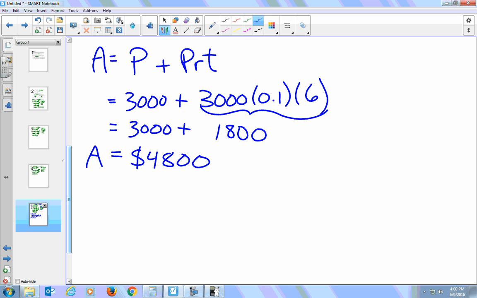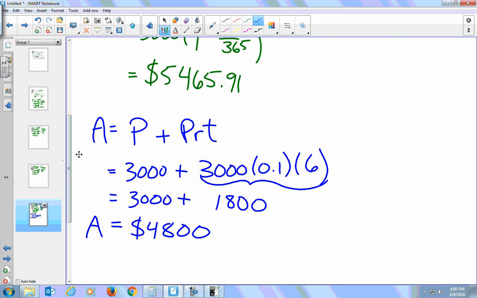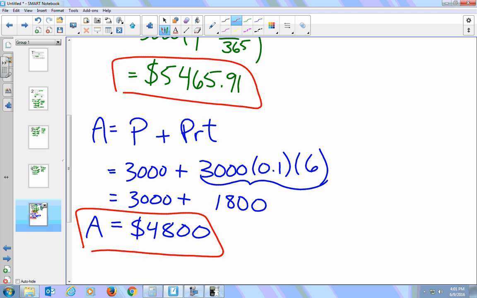So if you're investing, you want your A to be bigger. So which plan would you go with? Well, you can compare. Plan B with compound interest gave you almost $5,500. Simple interest gave you almost $700 less. So go with plan B. It's the compound interest.